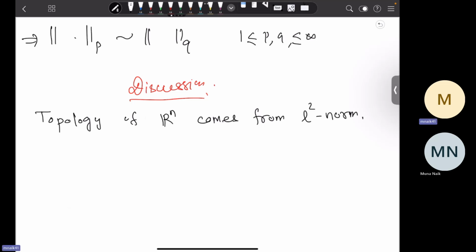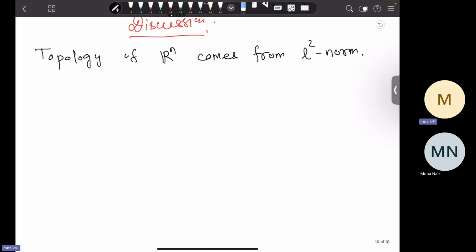And I told you that any Lp norm on Rn is equivalent to the L2 norm. So in particular, they will really induce the same topology. So we want to see whether any norm on Rn is equivalent to the L2 norm. We saw that Lp norms are equivalent to the L2 norm. We will see later that any norm on Rn is equivalent to this L2 norm. So let us check that first.